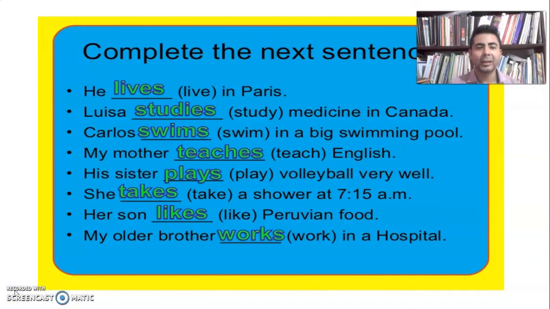And so guys, you can see here the other sentences where we are applying the rules for third person singular. Remember, the subject pronouns for third person singular are she, he, and it. So guys, don't forget it. Try to do the exercise that I'm going to leave you here with this video.